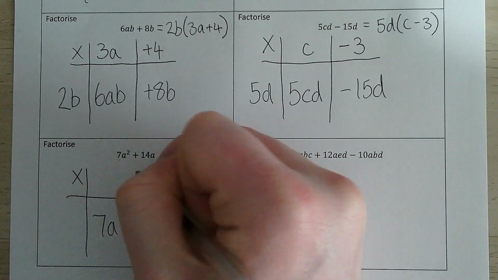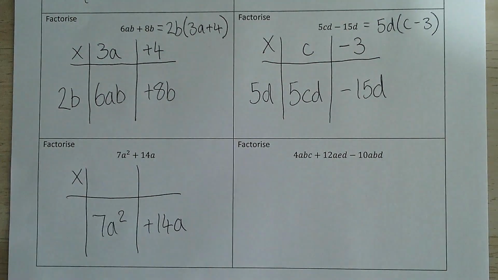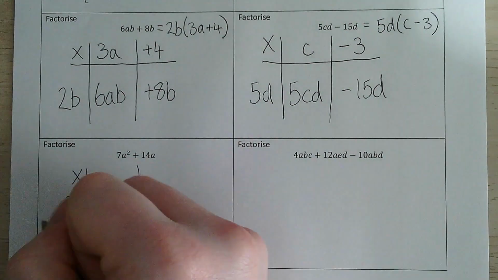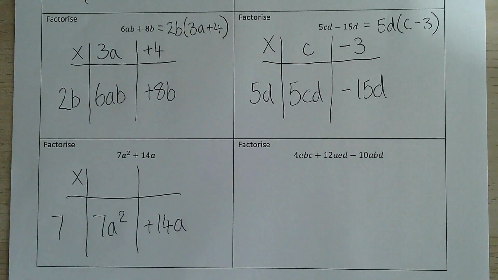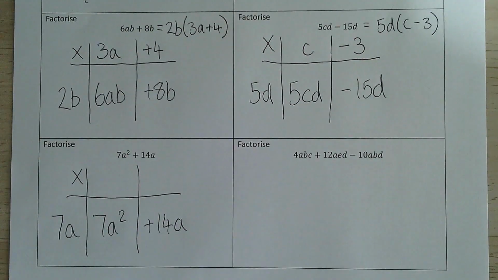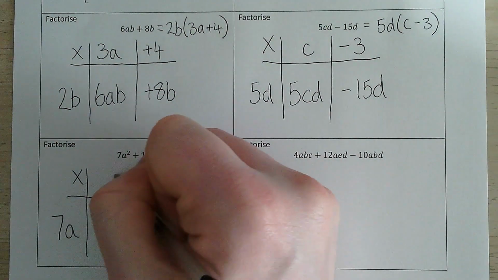7a squared plus 14a goes inside the grid method. What number divides both 14 and 7? It's 7. And what variable will divide a squared and a? It's just a. 7a squared divided by 7a. Well, 7 divided by 7 is 1, but we're not going to write that down because we'll have a variable left over when we do a squared divided by a, which is just a.